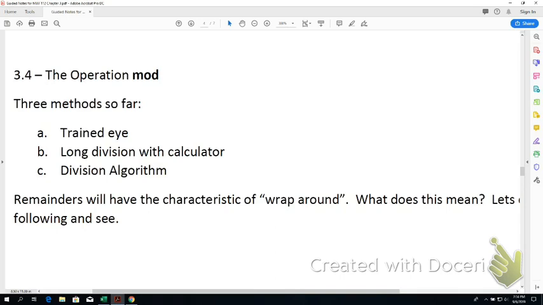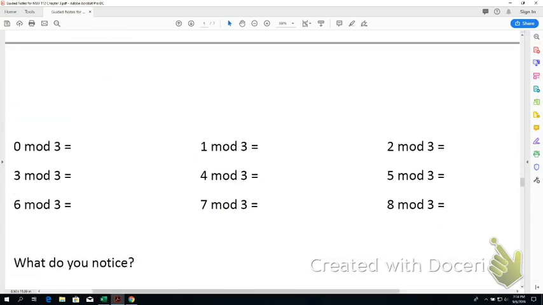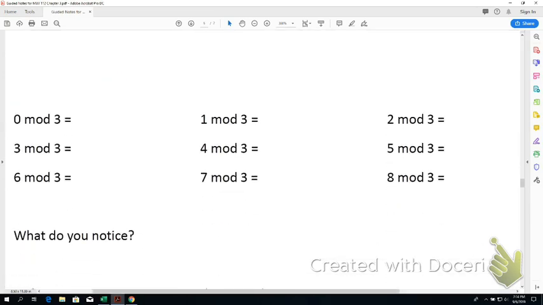So you might wonder, what does this mean? Okay. So let's look at the following example and we can kind of see what that means. So if we walk through here, if someone asks you to fill out this chart, 0 mod 3 is going to be 0, because that's the remainder. 1 mod 3 would be 1. 2 mod 3 would be 2. Okay, because all those are less than 3.